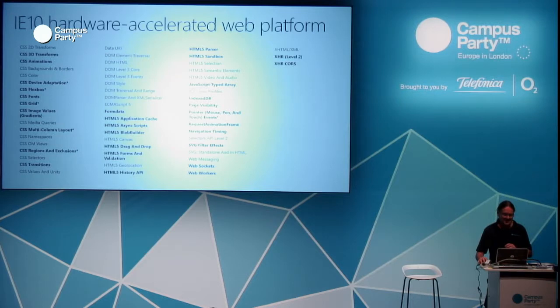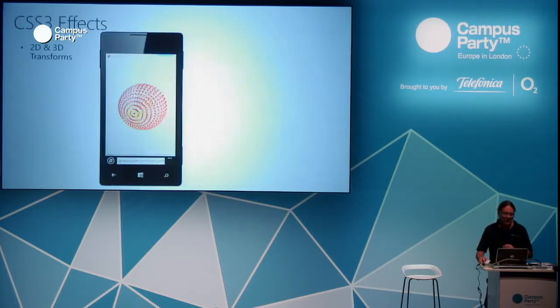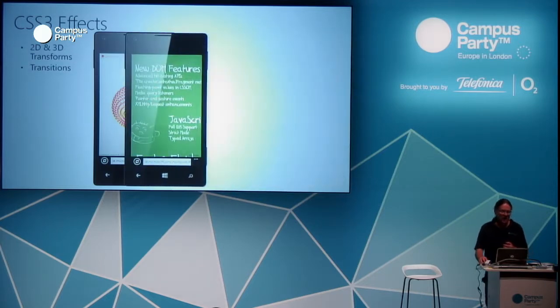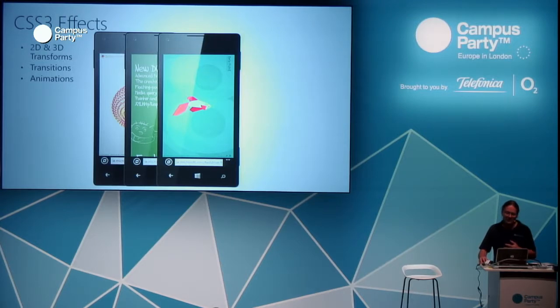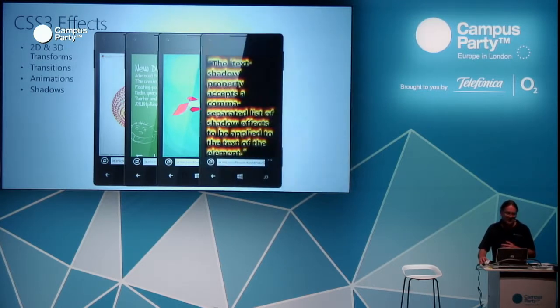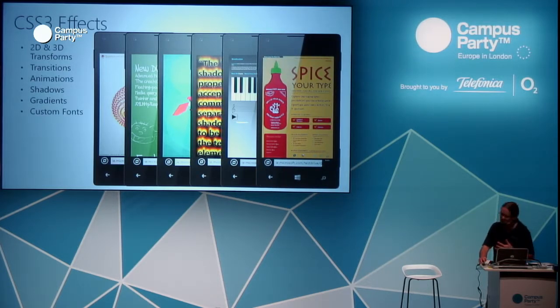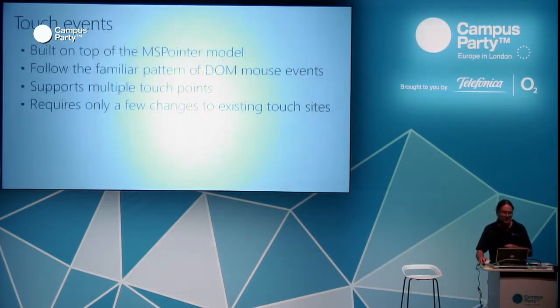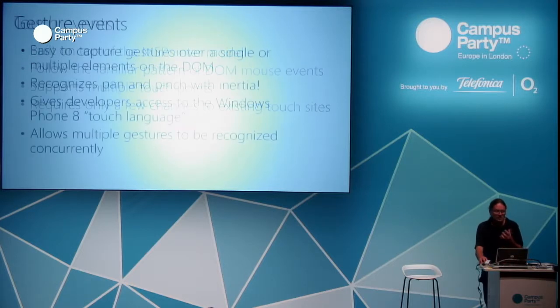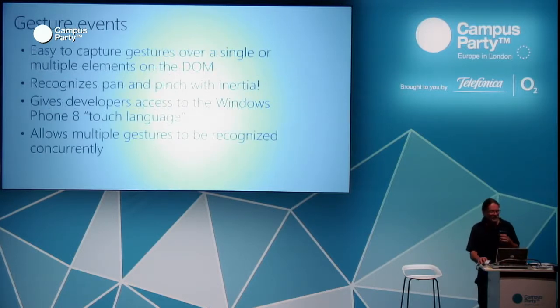We've also got great CSS3 support as well, such as 2D and 3D transforms, animations, of course, and great support for shadows and the transitions and the like. So it's a really, really great, rich support we've got for HTML5 on our platform. Easy to capture touch as well. We've got the gesture events built on top of the MS Pointer model. Multiple touch points. And gives access to the touch language. So you can have multi-touch support on there and recognizes pan and pinch with inertia support as well.